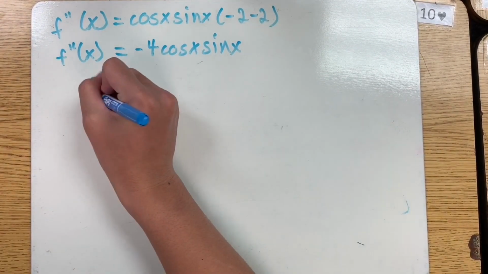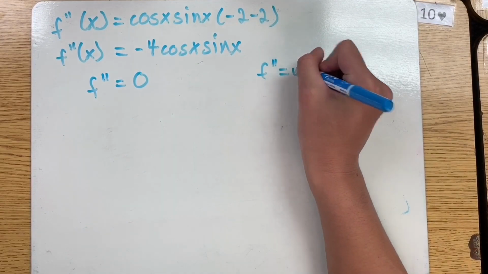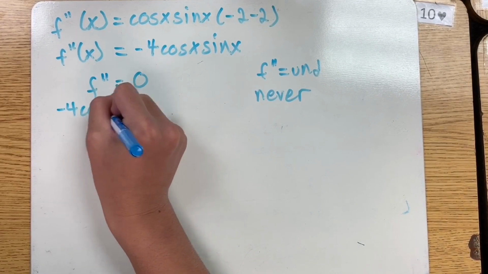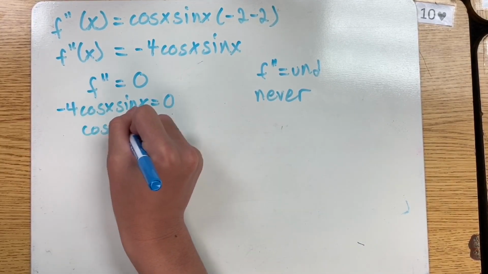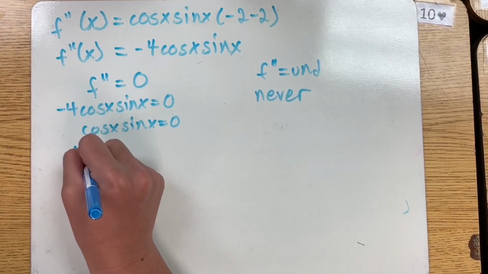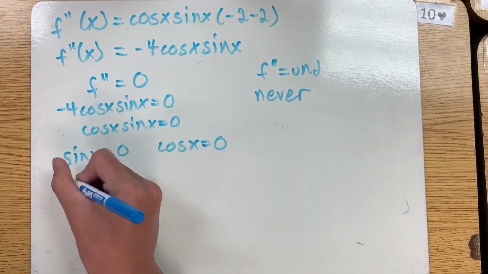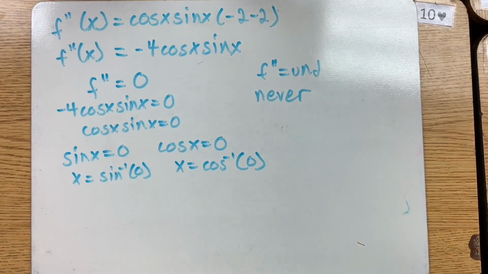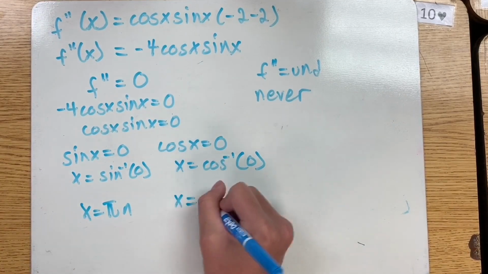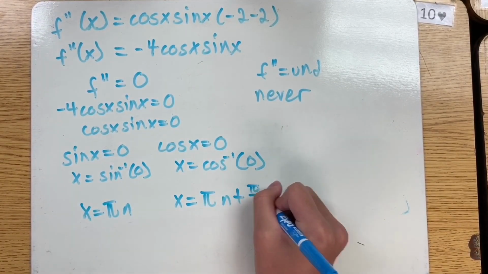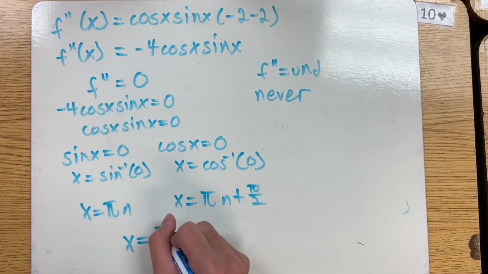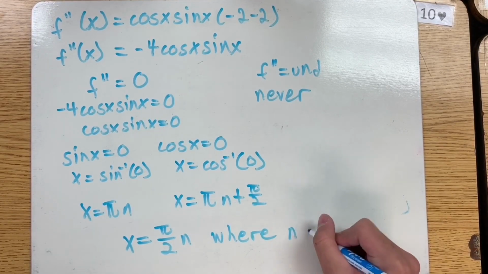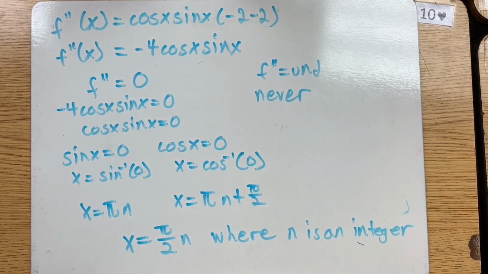Now we need to find the critical numbers, or where f double prime equals 0 or is undefined. Since f double prime only has simple trig functions, f double prime is never undefined. Therefore, we only need to solve for where f double prime equals 0. So we set f double prime equal to 0 and solve for x. Since the product of a number and 0 equals 0, we can just find where sin x equals 0 and where cosine x equals 0. This occurs at x equals pi n and x equals pi n plus pi halves, where n is an integer.